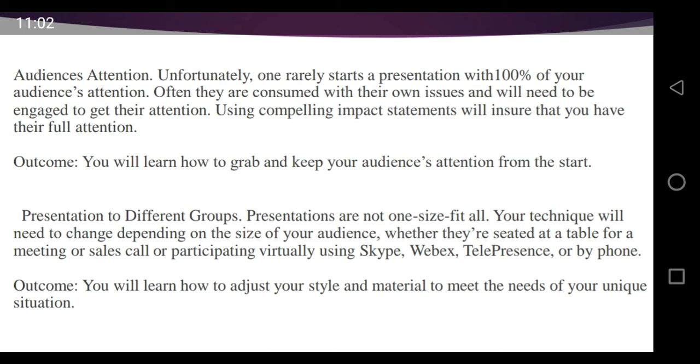How we are going to present for the different groups here. Okay, now presentations are not one size fits all. Simple friends, what they are telling is we are going to put the presentation in any other way also. Okay, now I am going to present through webinars or Google Classroom.